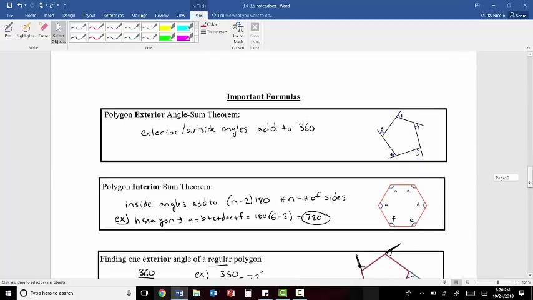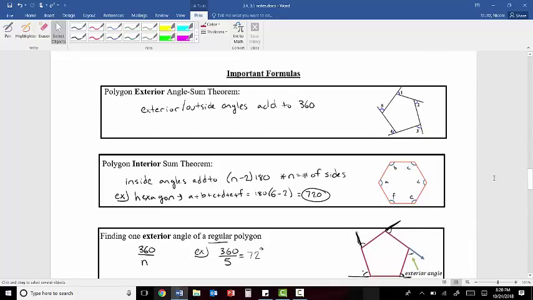All right, so the hardest part of this chapter is all these theorems that you have to remember. So the first rule talks about exterior angles, and there's an example right here. All these little angles are called exterior because they're outside of the shape. Those angles will always make 360. No matter how many angles there are, they'll always make 360 degrees.